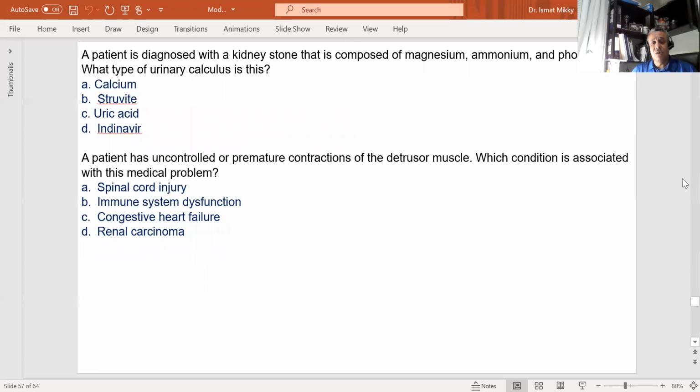So the answer to this question is B, which is struvite. Calcium oxalate or calcium phosphate stones account for about 70 to 80% of the stones. Struvite stones account for about 15%, and we said that they are composed of magnesium, ammonium, and phosphate. The uric acid stones account for about 7% of stones. Less common stones are the cystine stones, which account for about 1%.